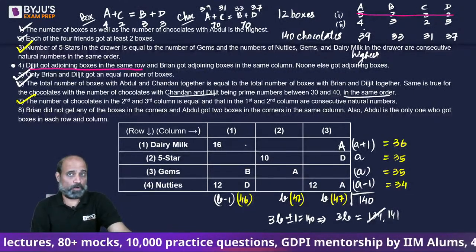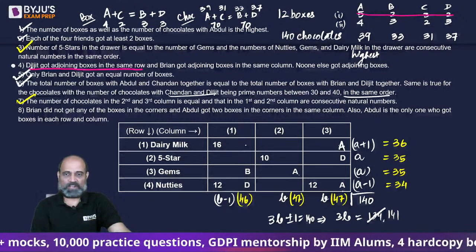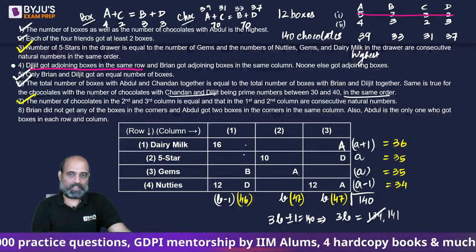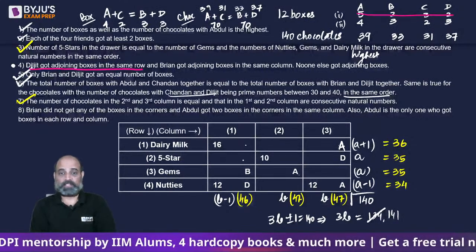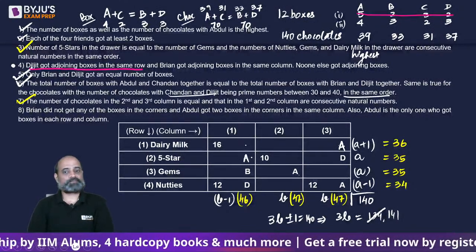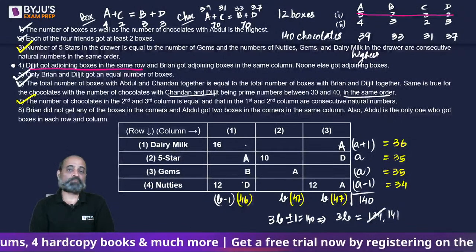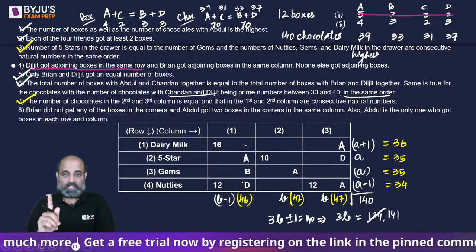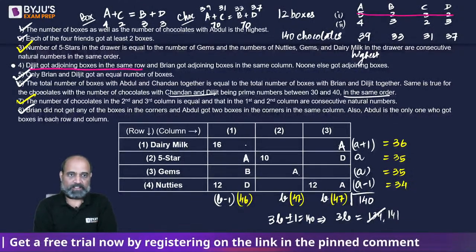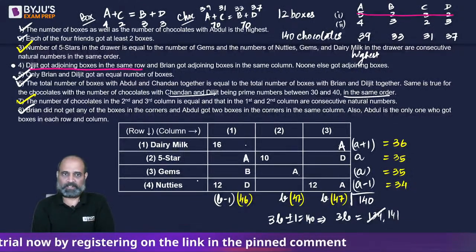Remember, there are 4 boxes for Abdul. 3 A's are already here. We need to put one more A such that it covers first column and second row as well. Meaning it can only be here. This is the only place where we can put A such that A is there in every row and every column. Now, the moment we have A here, we can go to the 4th statement.